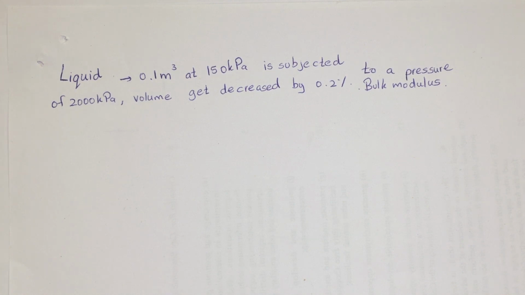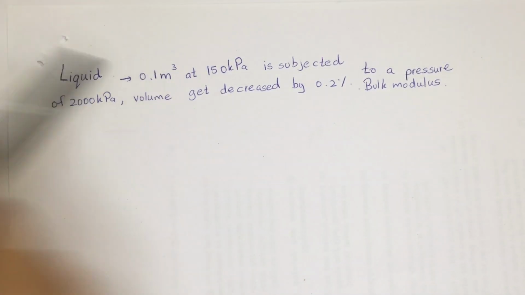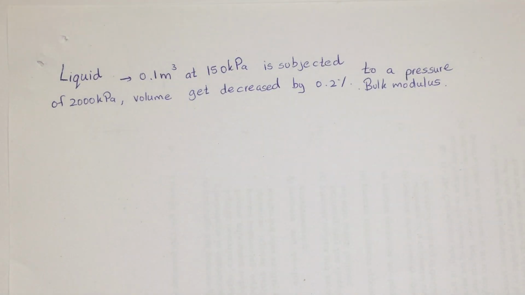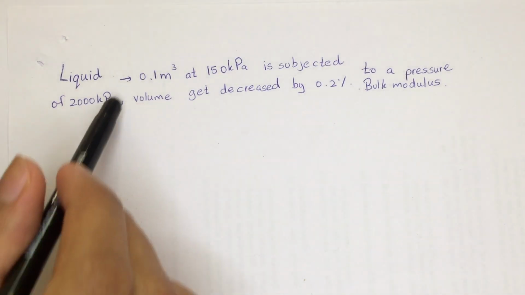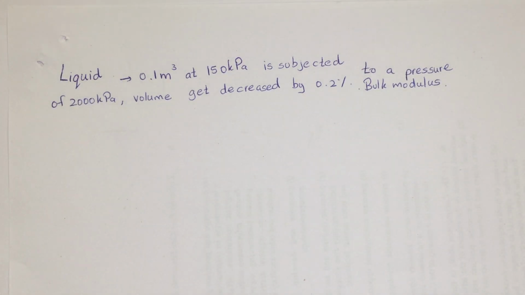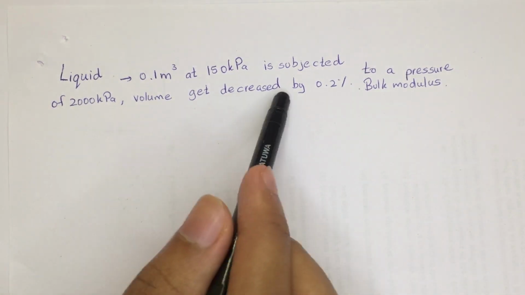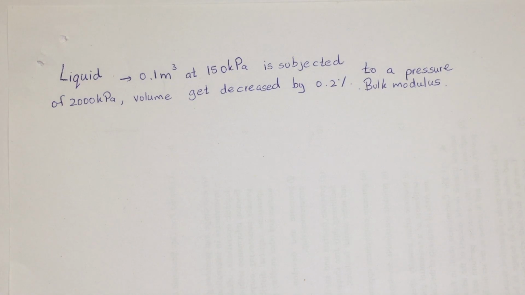So in this question, they are asking for the bulk modulus by giving some data. As you can see over here, there is a liquid with a volume of 0.1 meter cube at 150 kilopascal, which is subjected to a pressure of 2000 kilopascal. The volume gets decreased by 0.2. So we need to find the bulk modulus of this liquid.